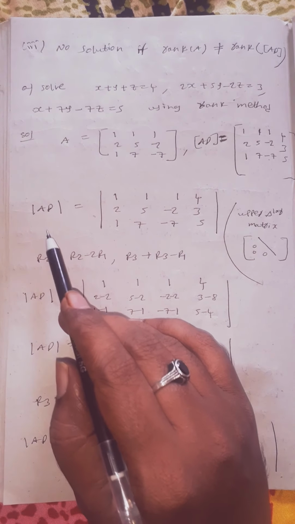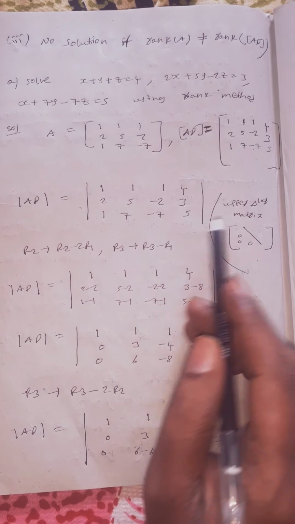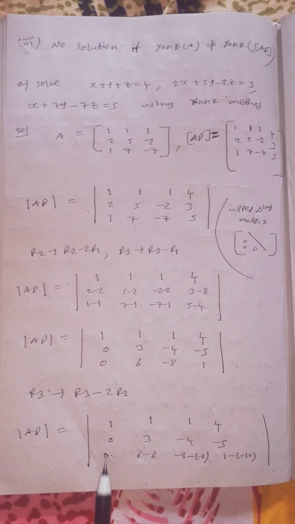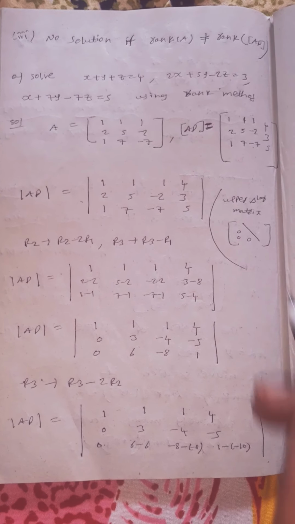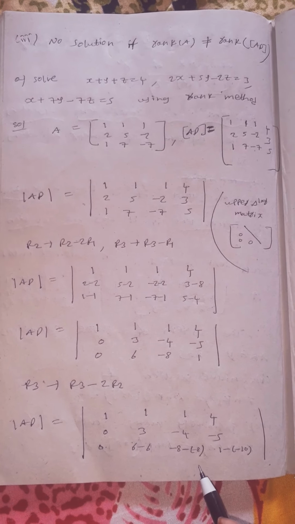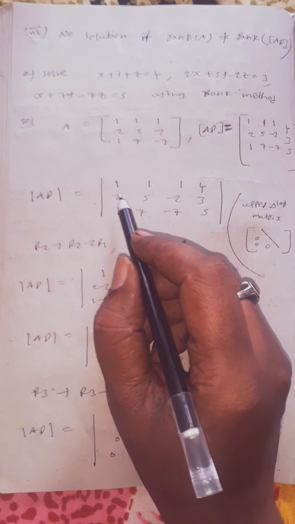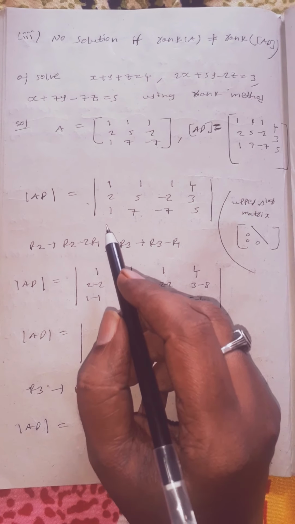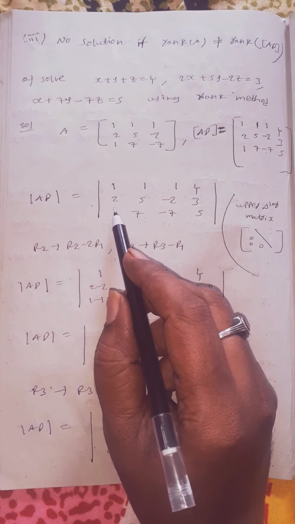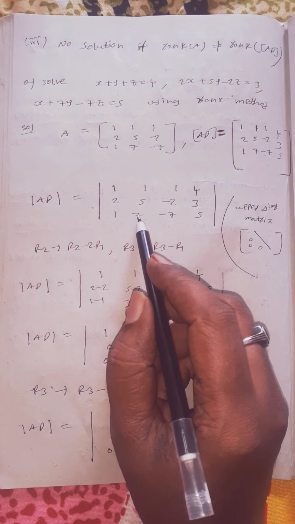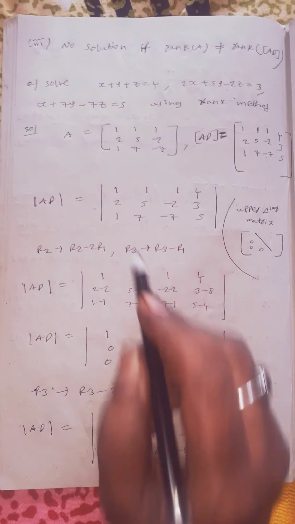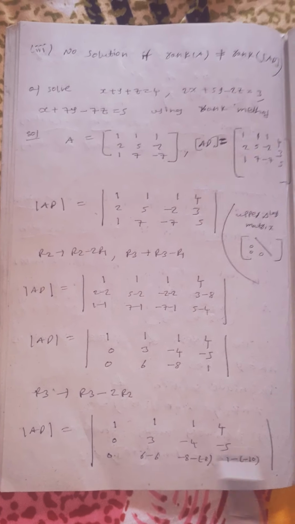So we will find the determinant of AD, the augmented matrix. Here we should follow the upper triangular matrix. So we have to make, for this type of problem, the second row first element 0, and the third row first element 0 and third row second element 0 by using row operations.